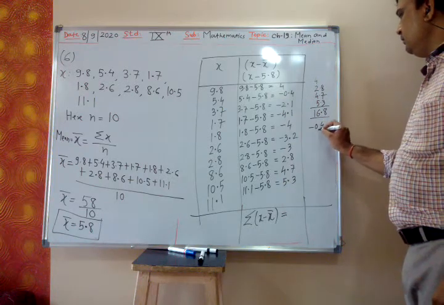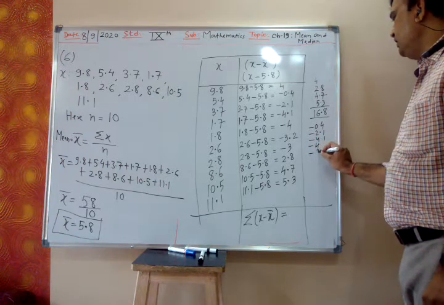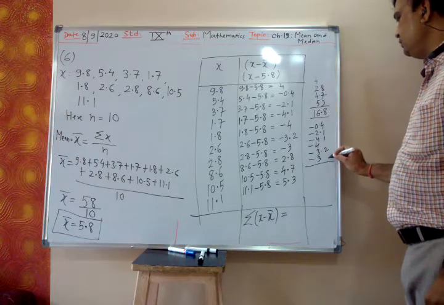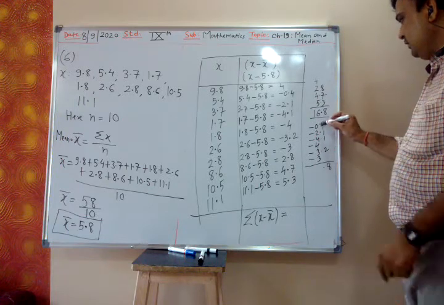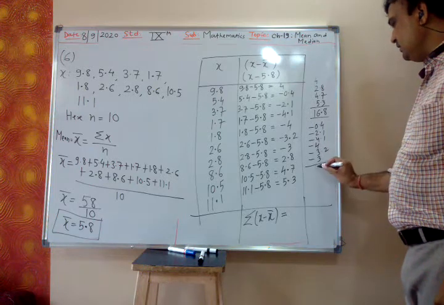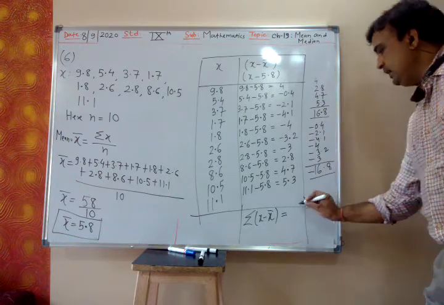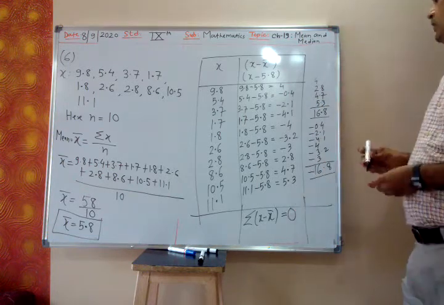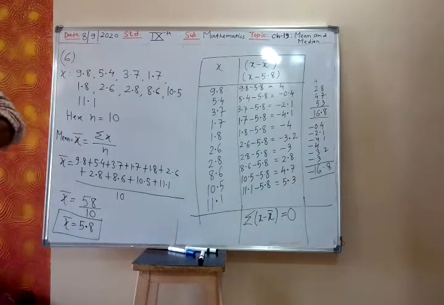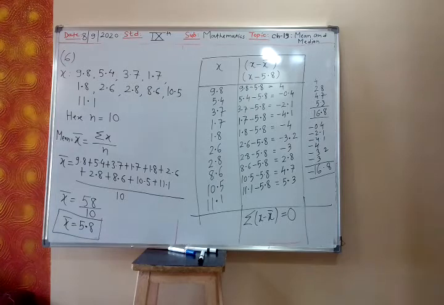Minus 0.4, minus 2.1, minus 4.1, minus 4, minus 3.2, minus 3. Adding the negative values: 4 plus 2, 6 plus 4, 10 plus 3, 13 plus 3, 16.8. This is minus, so it will be 16.8 minus 16.8. The answer is 0. In this second table you can directly write the value. I have shown you the calculation, but in the second step you can directly write down the value.